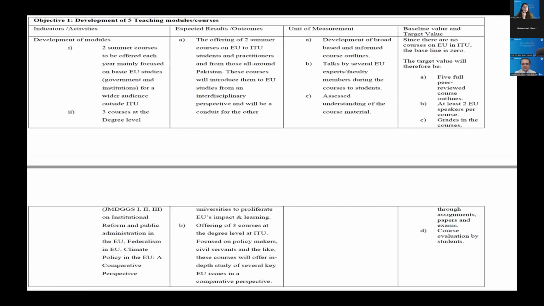If I run you through our objectives, the first was obviously focused on teaching, because the modules are about that. So we pitched three semester courses and two summer courses. Every summer we'll give two summer courses, and three semester courses will be offered every year. The three courses that we pitched were around federalism, public administration reforms, and climate change. So it was very comprehensive and covers the key aspects of the project.